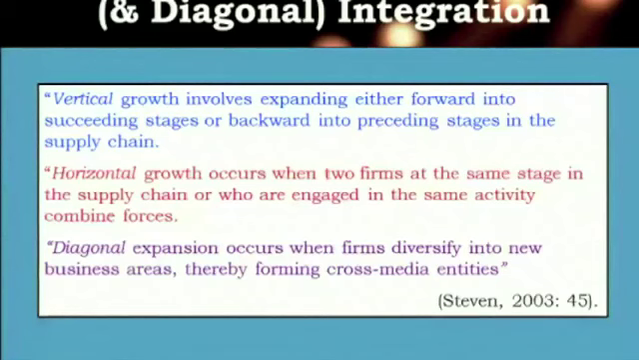Okay, I've got to tell you, and I've been dealing with this stuff for a while now, this is the only place, I've given you all three definitions there, but this is the only place where I've ever come across the diagonal one before. And generally, in my experience, there is no diagonal one, and the definition of horizontal is that which has been given as the diagonal one, and the horizontal one's just skipped. So, that's all. So, you know, up to you what you choose. I would say, personally, I'm more of the opinion that horizontal expansion occurs when firms diversify into new business areas, thereby forming cross-media entities. Now, I've got one thing to add.